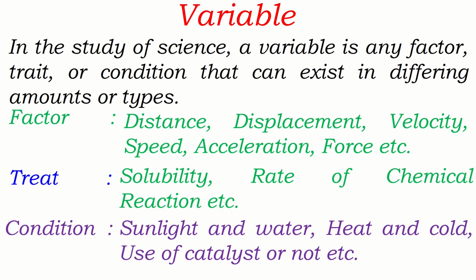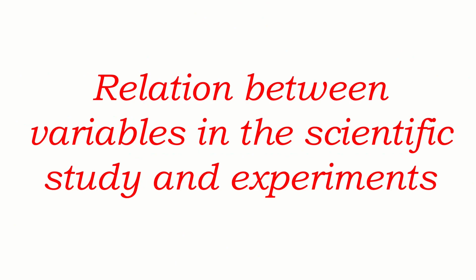According to their dependence, we can divide them into different types. For example, some variables are not dependent on others, but some are dependent on others. Some variables cannot be manipulated, etc. Accordingly, we can divide them into different types. So in the study of science, a variable is any factor, trait, or condition that can exist in differing amounts or types. Now I want to establish the relation between the variables in scientific study and experiment.